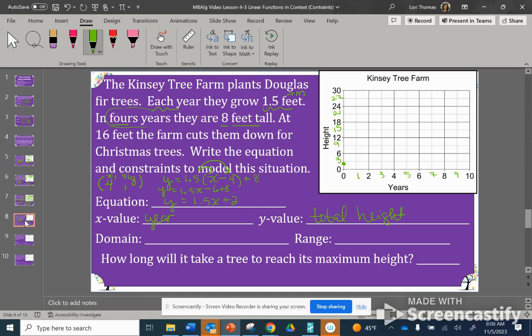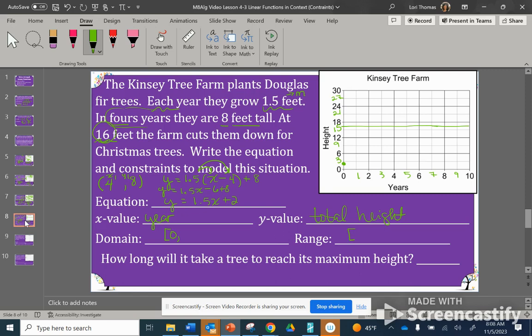And then it says, we have to look back at the situation. We are restricted with height this time. So it's 16, this is about 16, we'll say. At 16 feet, the trees are cut for Christmas trees. So do we know our domain? Well, we do know the least amount of years is 0. We don't know how many years it's going to be for the trees to reach 16 feet. We'll find that in just a minute.